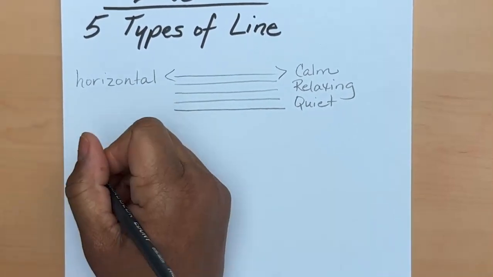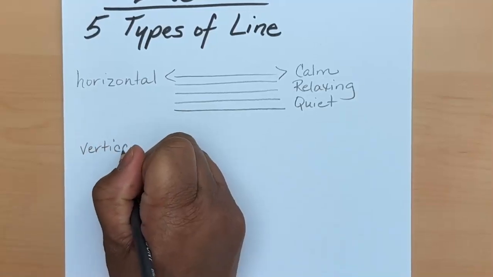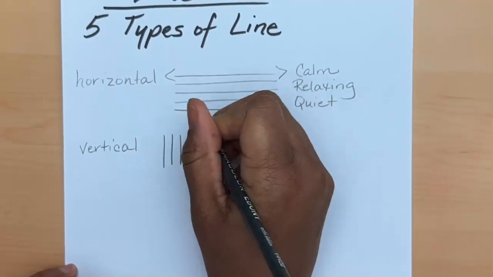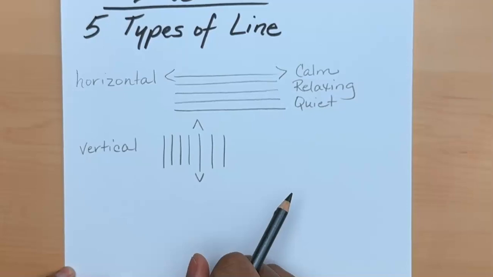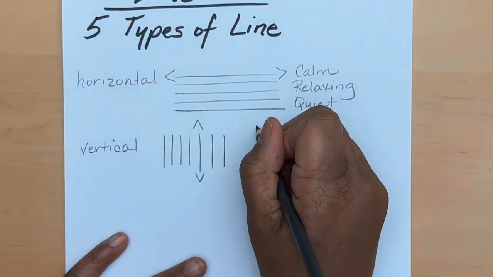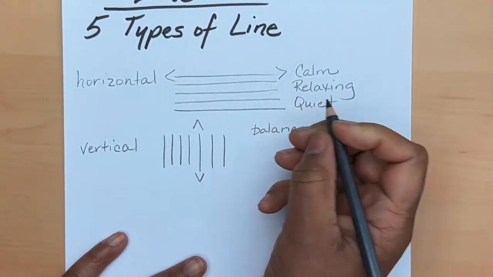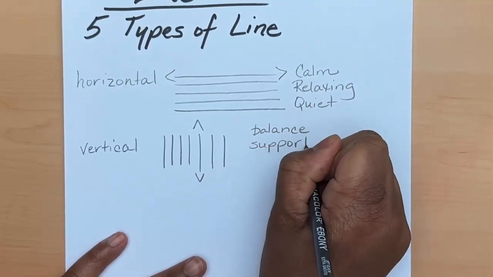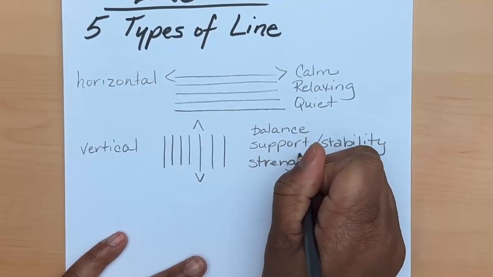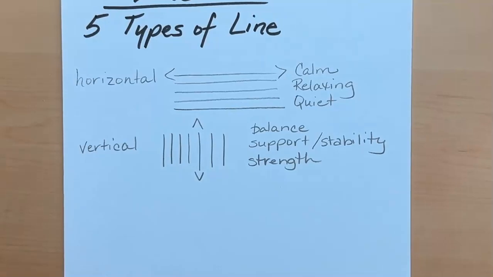The next type of line is vertical. And vertical lines are lines that run from top to bottom. And I'm just putting some little directional arrows right here. And vertical lines create a sense of balance, support, or stability, and strength. Strength or power, you could substitute those words.